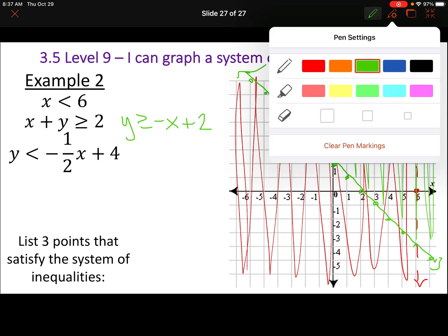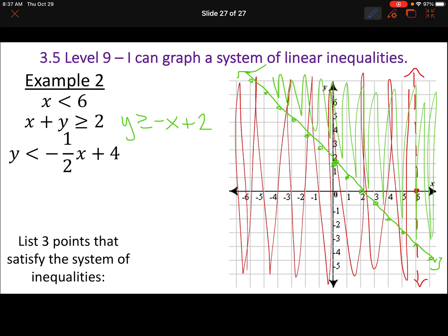Last one, blue. This one's already set up, ready for us to graph. So my y-intercept is 4. And then my slope is negative 1/2. So we're going to go down 1, to the right 2, down 1, to the right 2. It's kind of hard to see. Let's go backwards. Up 1, to the left 2, to the left 2, to the left 2. It's going to be a dashed line because it's not equal to, arrows on both ends, and it says y is less than, so it's everything down here.